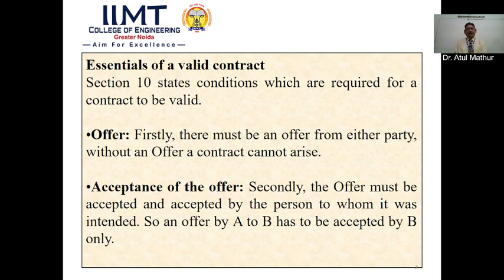According to section 10, there are a few conditions for the contract. The first one is offer. Firstly, there must be an offer from either party. Without an offer, a contract cannot arise. The second one is acceptance of the offer. The offer must be accepted by the person to whom it was intended. So, an offer by A to B has to be accepted by B only.